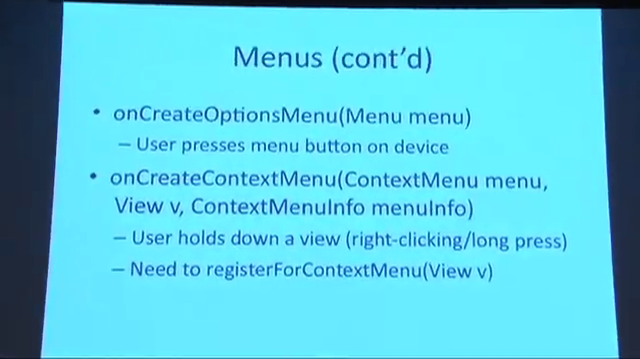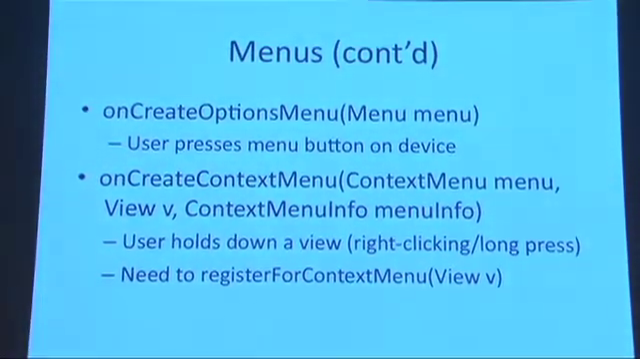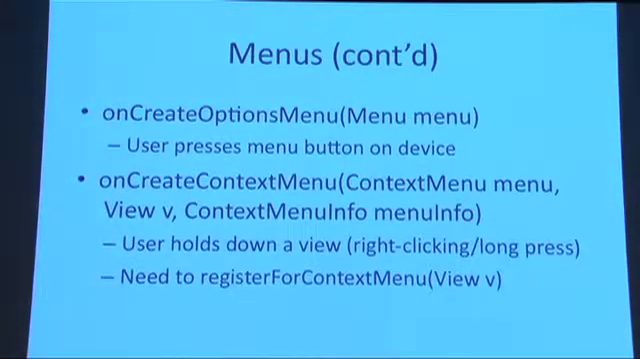Okay, so to actually create an options menu, we have to use the command onCreateOptionsMenu, with menu being its parameter. You don't actually explicitly call this. This is something within the OS itself. As you can see, when the user presses the menu button on the device, that's how this is created.